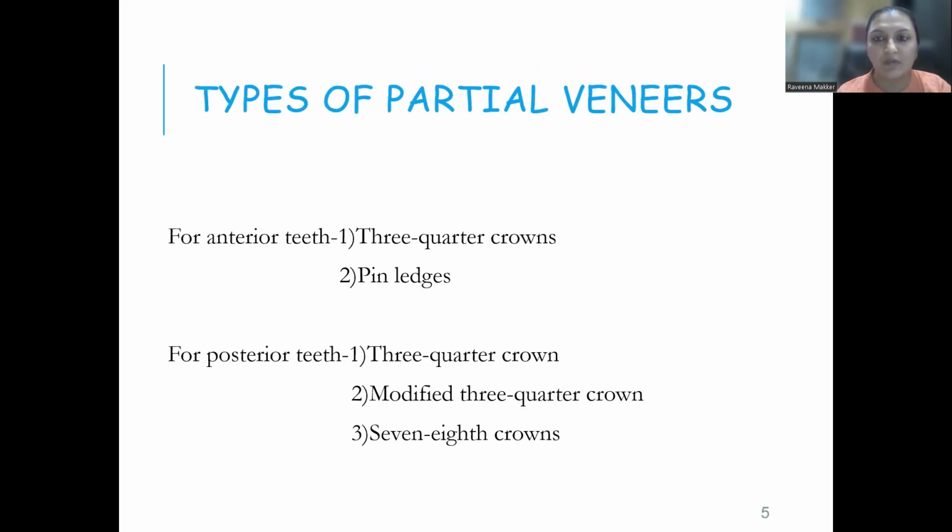Then, types of partial veneers. For anterior teeth, there are two types: three-quarter crowns and pin ledges. For posterior teeth, there are three types: three-quarter crown, modified three-quarter crown, and 7/8 crowns.